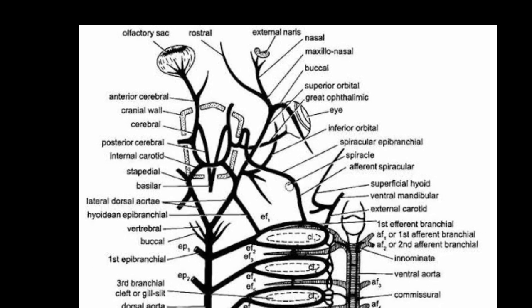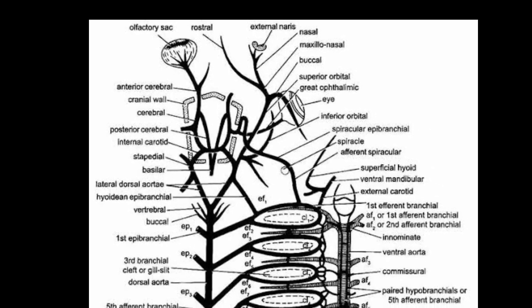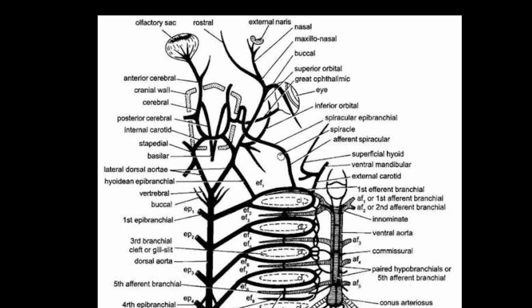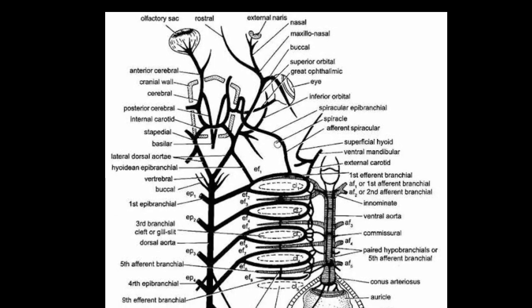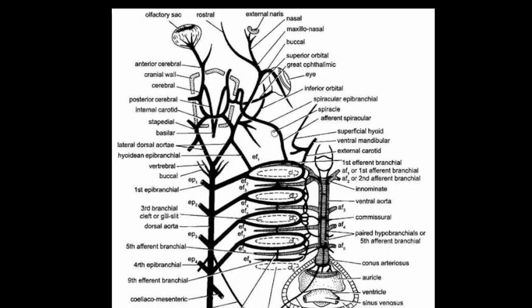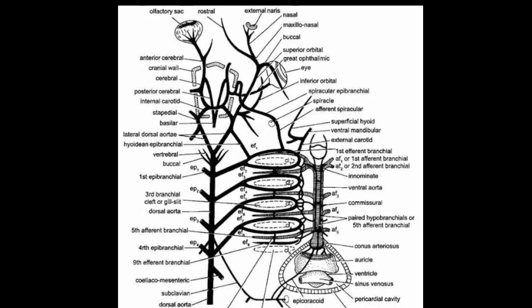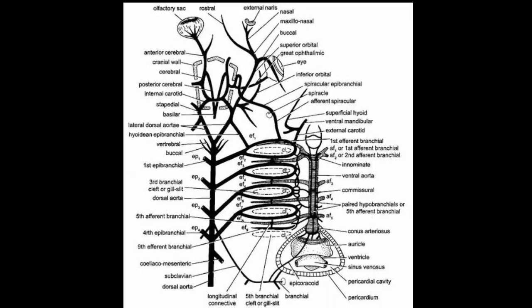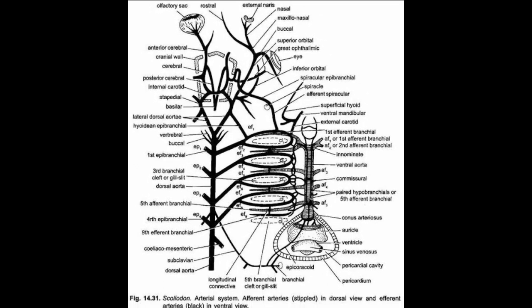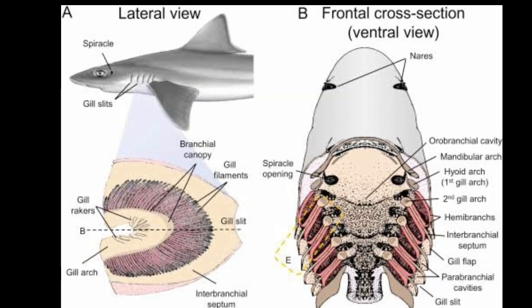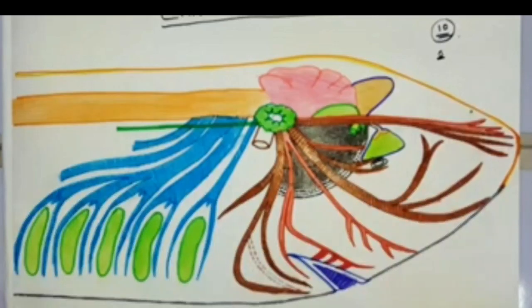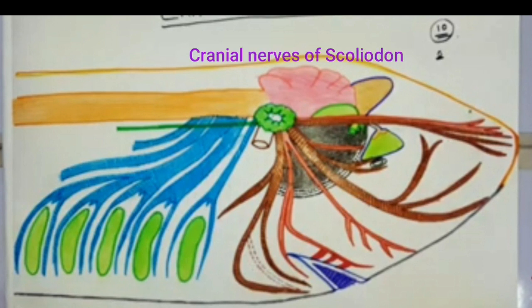Afferent branchial artery arises from the heart, which brings deoxygenated blood to the gills for oxygenation, and efferent branchial arteries originate from the gills and give oxygenated blood to different parts of the body. The second dissection or demonstration is of cranial nerves.